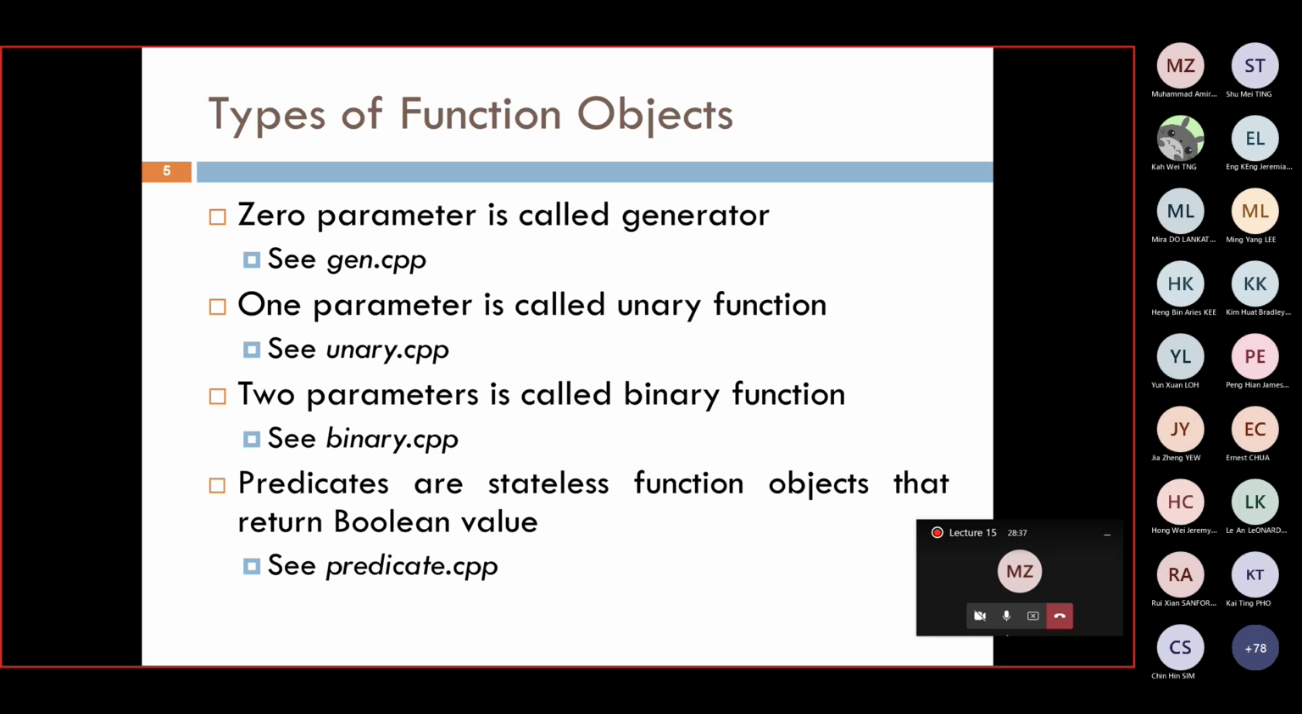And finally, predicates are stateless function objects. Okay, what does stateless mean? Stateless is essentially they don't retain any state. They are like pure functions. A pure function is a function that doesn't really change.